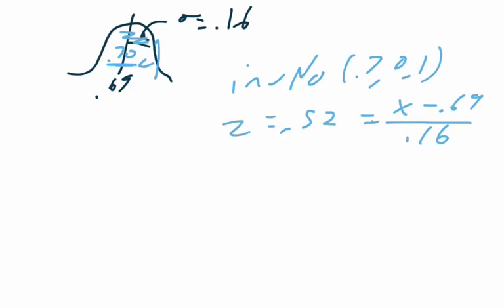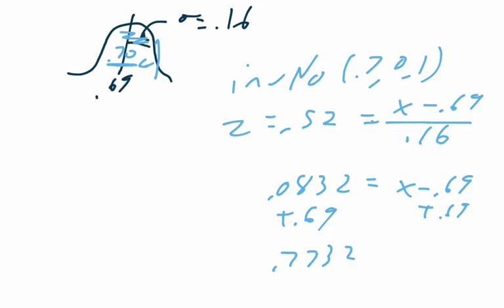About equals x minus 0.69 divided by 0.16. Multiply both sides by 0.16, and we get 0.0832 equals x minus 0.69. Add the 0.69. And we get 0.7732. That's how many ounces.